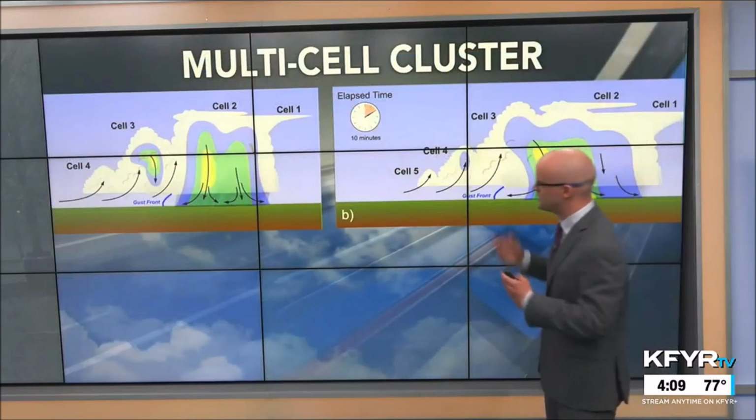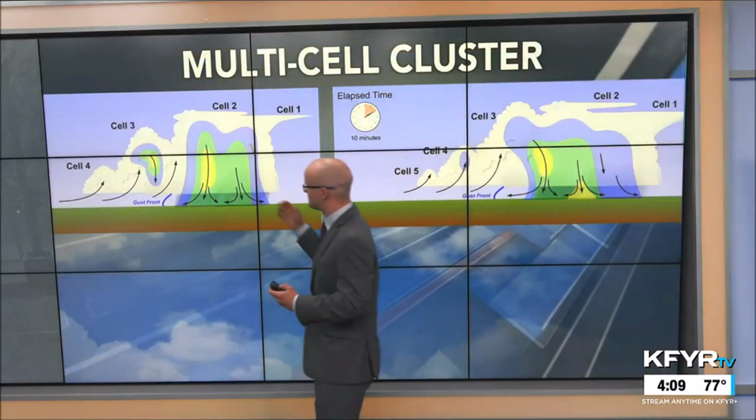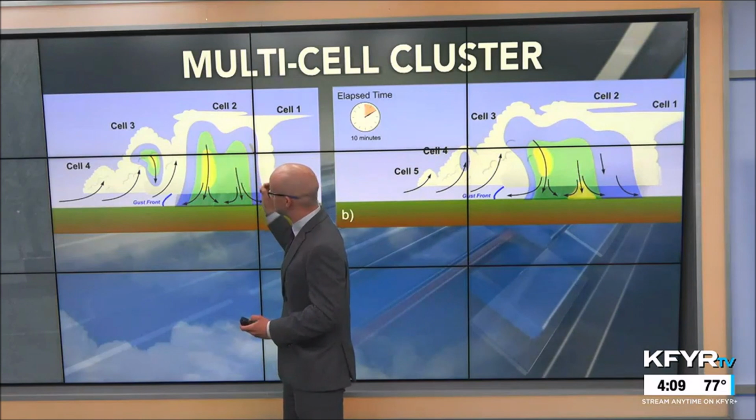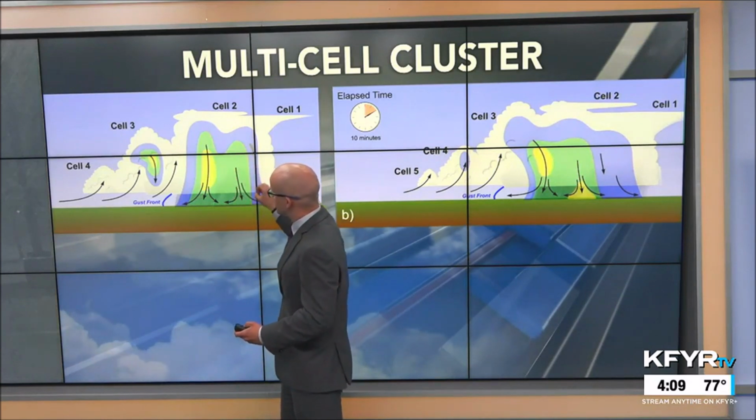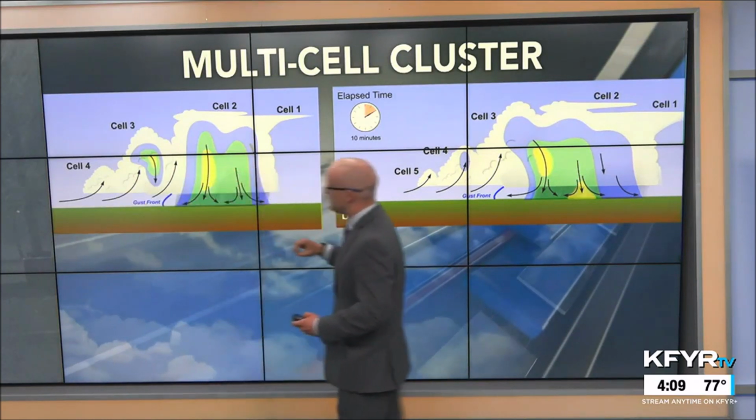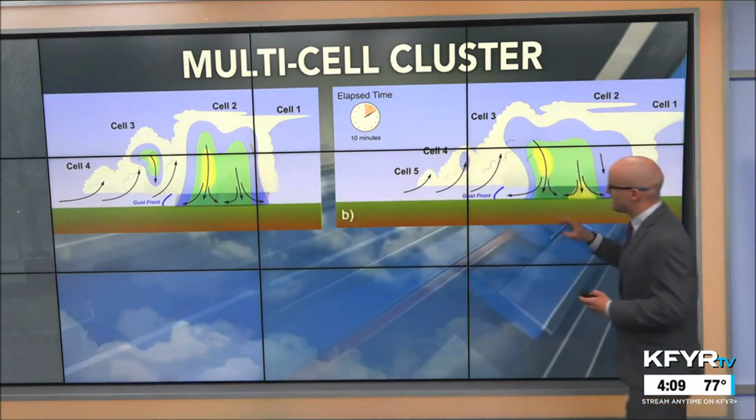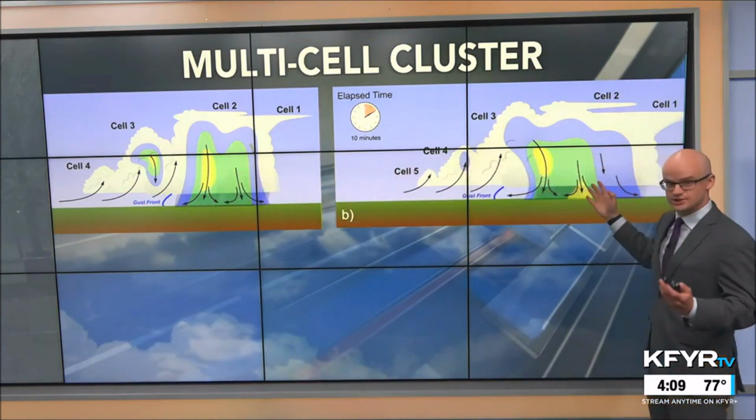But you can see each one of these individual cells growing, falling apart, sustaining a much larger complex, a multi-cell cluster of storms. So here's a schematic of what these multi-cell storms look like. You can have each one of these individual cells grow, dissipate, and form new cells back on the upwind side, and those clusters can grow even larger.